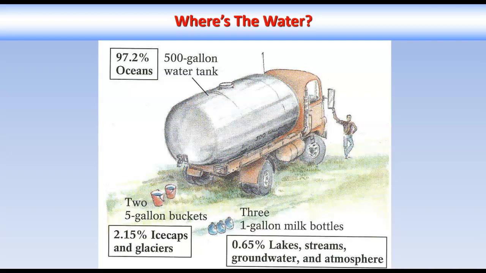So what we want to talk about initially, and we haven't really done this in this class, is the water cycle. Where's all the water at? We know there's lots of water in the ocean basins. And of course, there's other water on our planet. Like you can see in this image here, we have frozen water, ice caps, glaciers. We have lakes, streams, groundwater, and atmosphere. And of course, the majority is in the oceans.